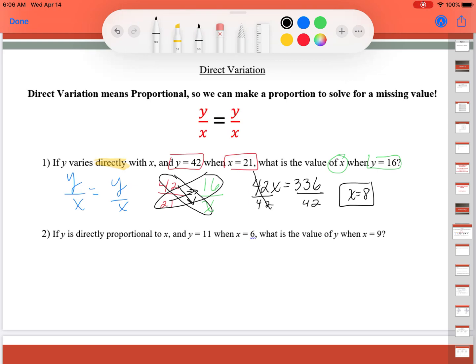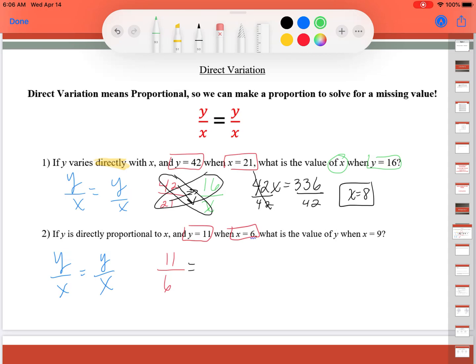Okay, let's do another one. If y is directly proportional with x, that means I'm going to do y over x, a proportion equals y over x. You guys actually do this quite a bit next year in geometry. Okay, here we go. Our first y value is 11. The y's go on the top, so that's an 11 over our first x value, 6. So I'm going to put a 6 on the bottom. Equals.